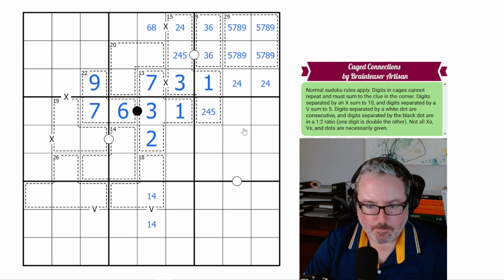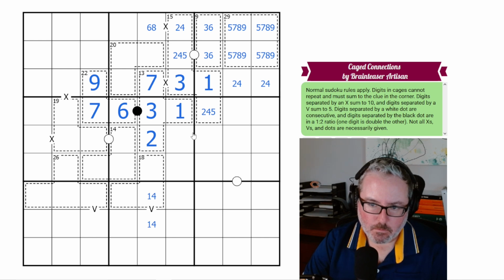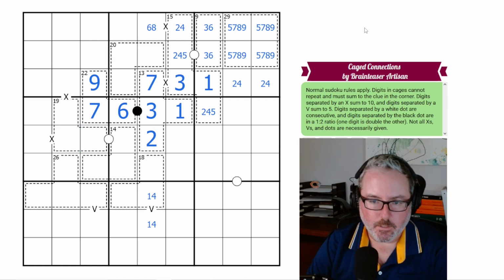Now, we've got some further things working. I was going to say we might be able to do something here, but we can't quite, because this could still be 1 and these could be 9, 8. That would still work. Do we have anything else that's glaringly obvious right now? I don't believe so. Do we step over to any of these other clues, or do we take a look at our 20 cage again?